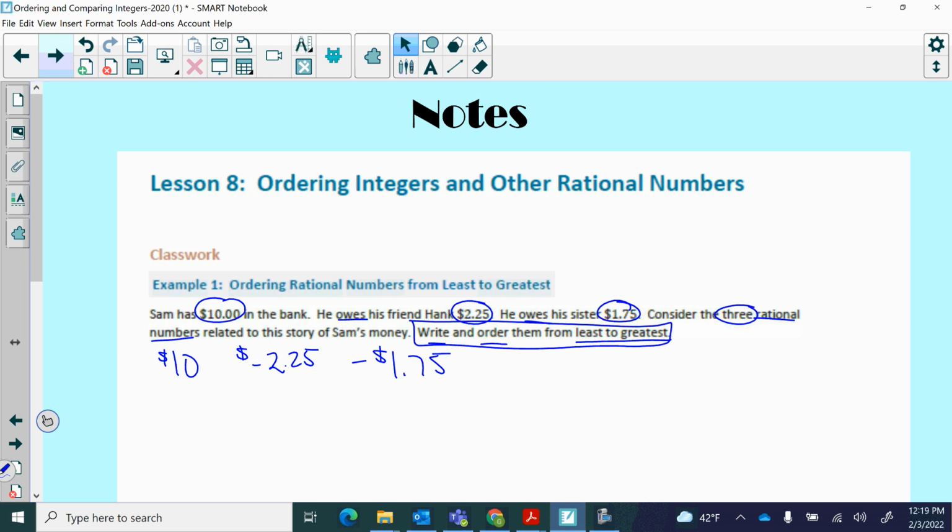Which one of those numbers would be furthest left on my number line? Negative 2.25. So to put them in order, negative 2.25 would be the smallest. Negative 1.75 would be next. And any positive is always the biggest, especially when you're comparing to negative numbers. Does this make sense? Yes. Okay.